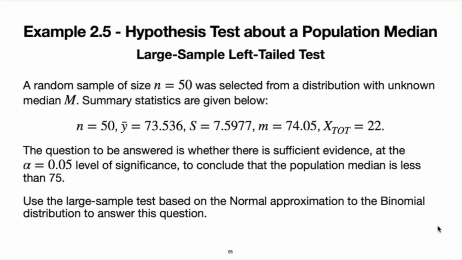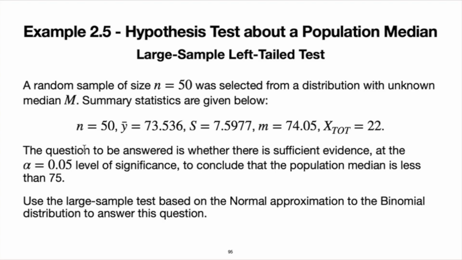All right, now let's look at a left-tailed test. This is example 2.5. In this example, we're going to increase the sample size a little bit, so we'll have a sample of size 50. So a random sample of size n equal to 50 was selected from a distribution with unknown median. Now I'm not going to list out the observations because the sample size is getting a little too large for that. But I do give summary statistics.